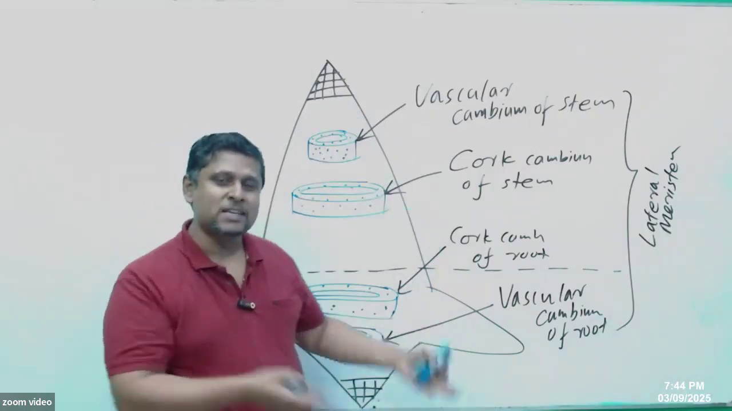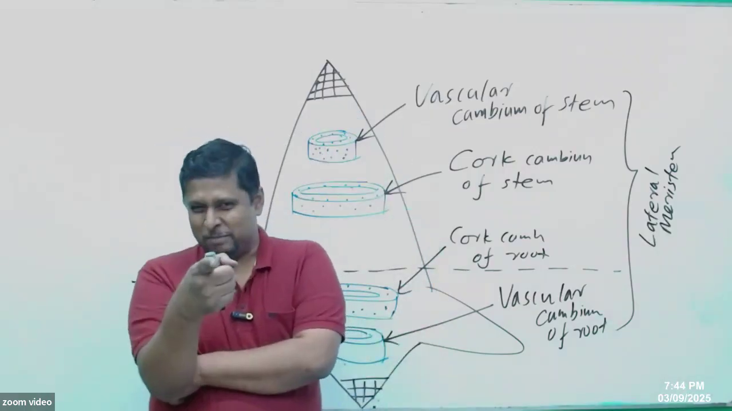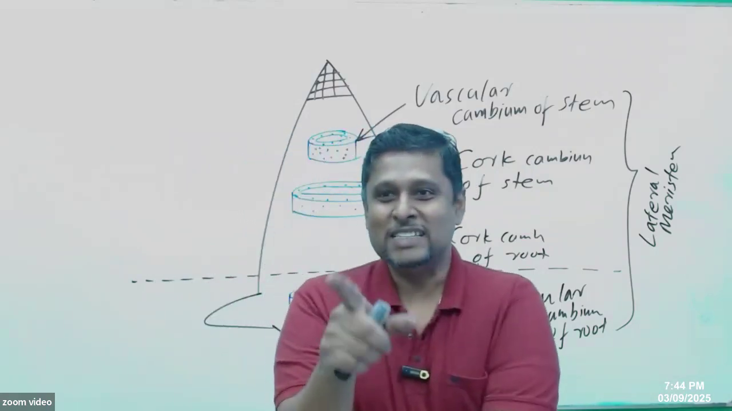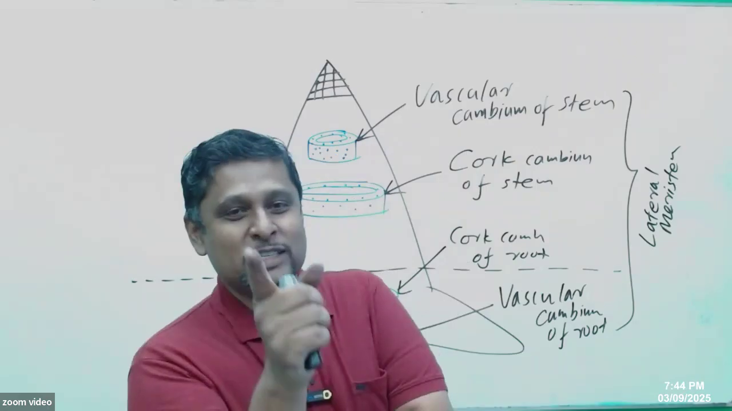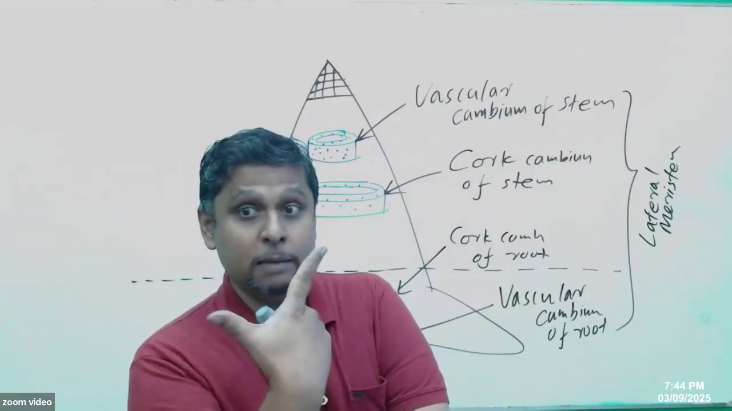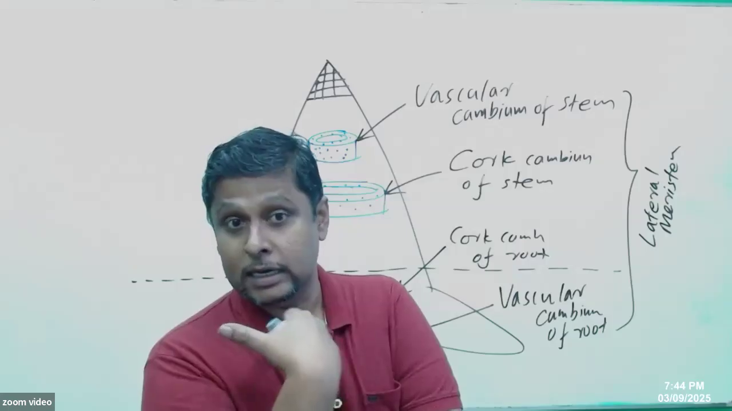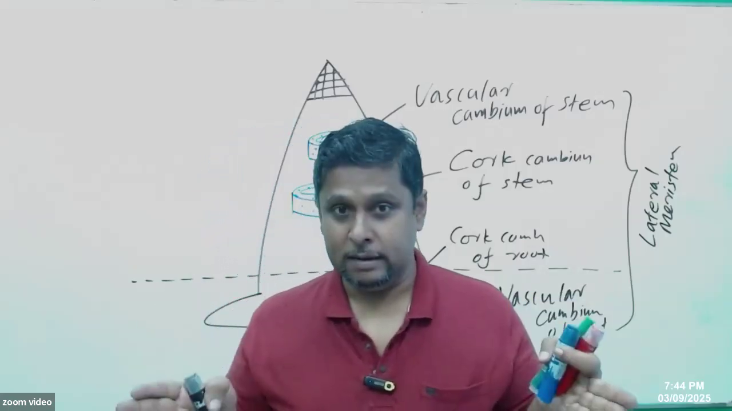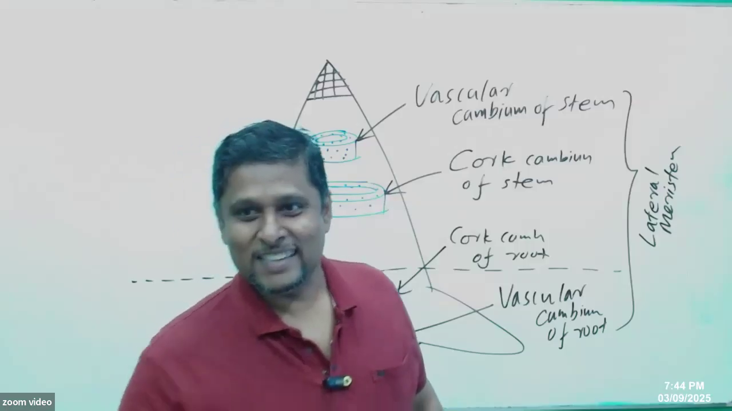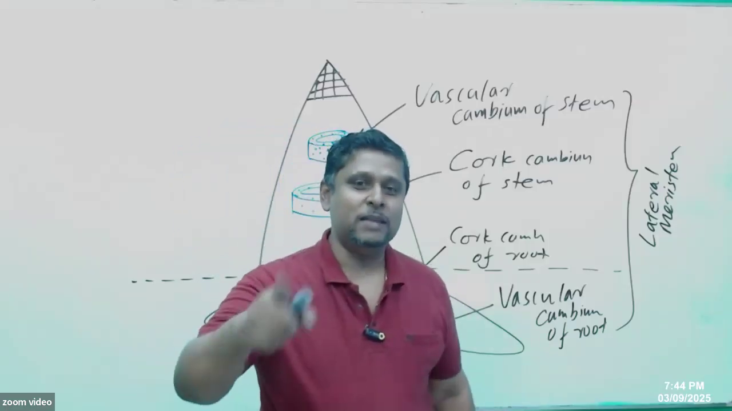You learn lateral meristems. There is one more meristem type. Only the good students can tell me the other meristem type. Who is going to be the good student here? There is another type of meristem available here. What is that meristem? Yes, very good. Lavanya says intercalary meristem. That is correct.